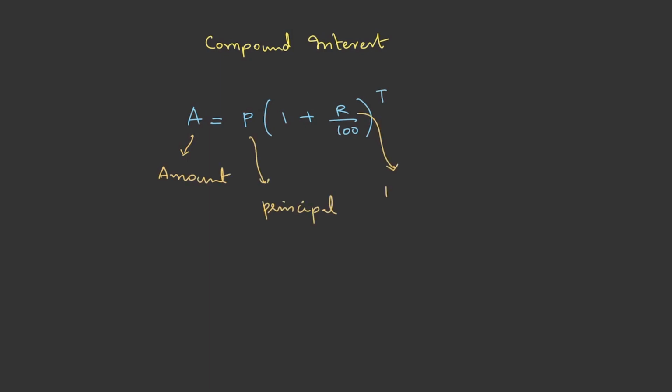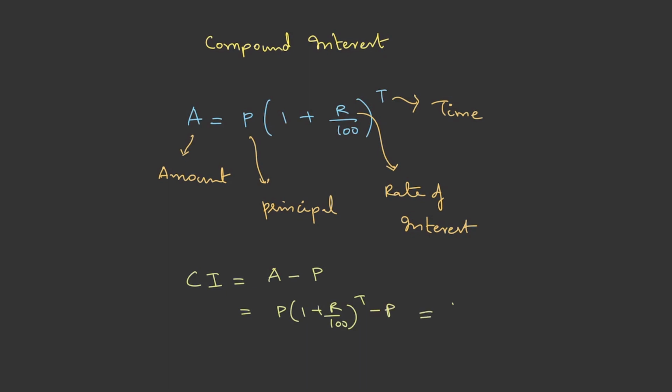In compound interest, amount equals principal into 1 plus r by 100 to the power t, where A is the amount and P is the principal taken, then r is rate of interest and t is time for which the amount has been taken. Now if you want to calculate the compound interest, it is basically amount minus principal. Therefore this is P into 1 plus r by 100 power t minus P. So when you take the P common, it is 1 plus r by 100 power t minus 1. So this particular formula we will be using in most of the questions.